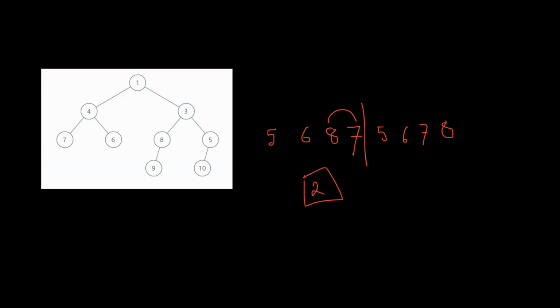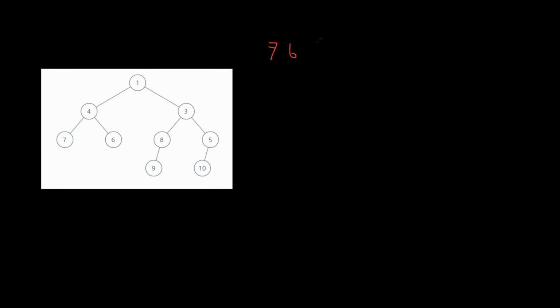That means we have to use 2 swaps here. So now, how can we calculate the swaps? At first, we have to understand what the original order is. The original order is 7, 6, 8, and 5. Now, let's make a vector of pairs. The index of 7 is 0. The index of 6 will be 1. The index of 8 will be 2. And the index of 5 will be 3.